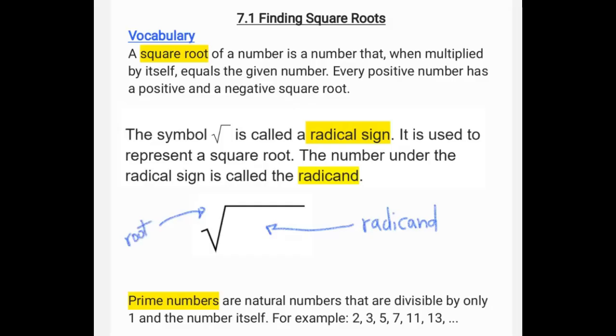And when we have a square root, the root is normally not given to us or shown, but that is a power of 2. That's going to help us find two of the same numbers, as we mentioned in the definition for the square root. And the last thing we have to mention is prime numbers. Prime numbers are natural numbers that are divisible by only 1 and the number itself. For example, prime numbers are 2, 3, 5, 7, 11, 13, and so on.